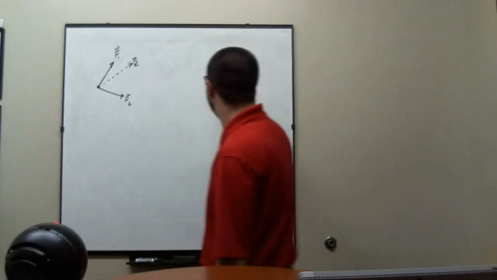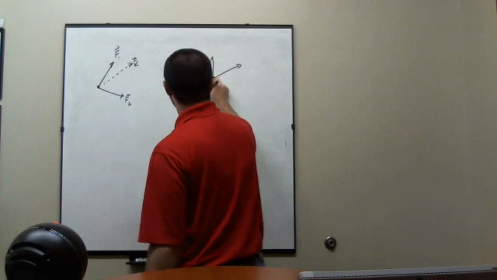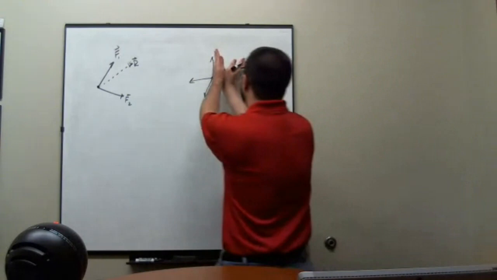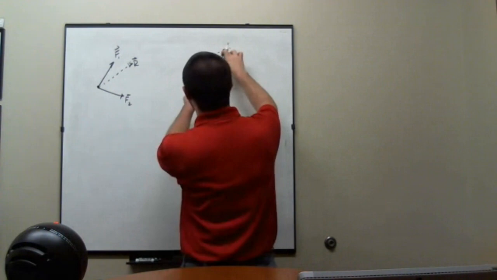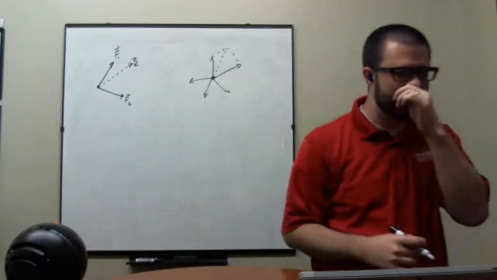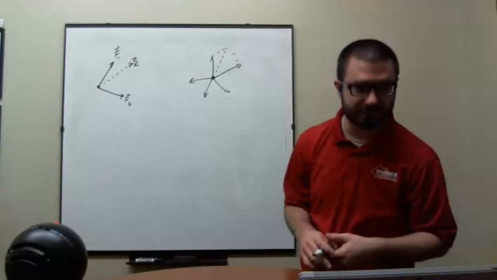But what if I have a point and a bunch of vectors? Well, I could take these two, figure out the resultant of these two, and then take this resultant and add it with this one, take those two, get a resultant, add it with this one, and I would be in a trigonometric nightmare really, really quickly. That would just get to be a bit much.